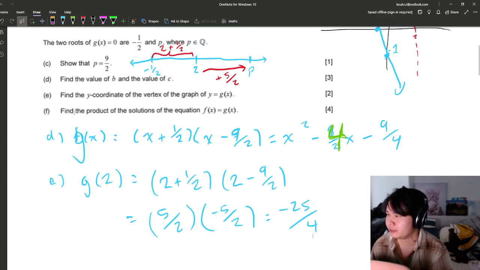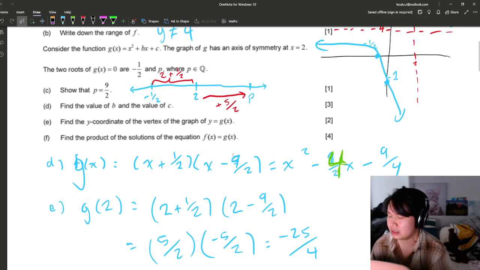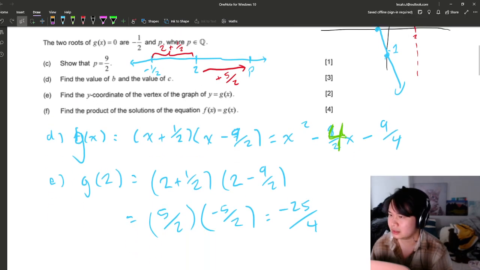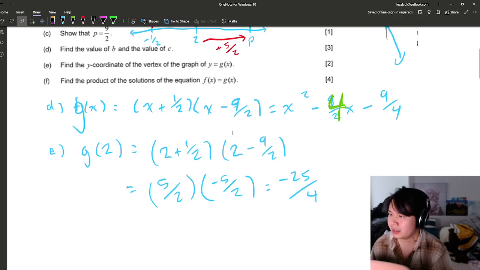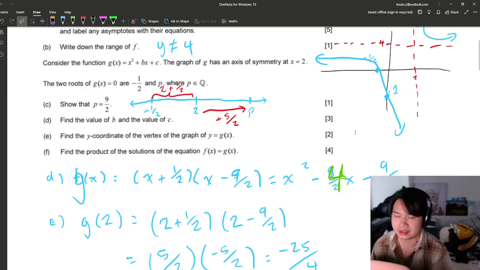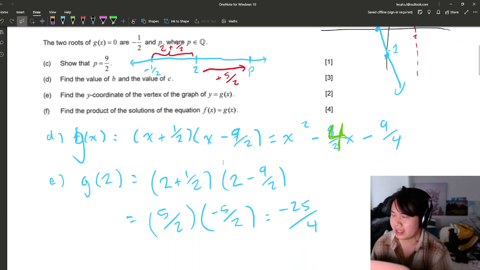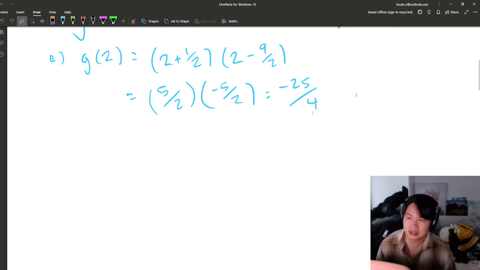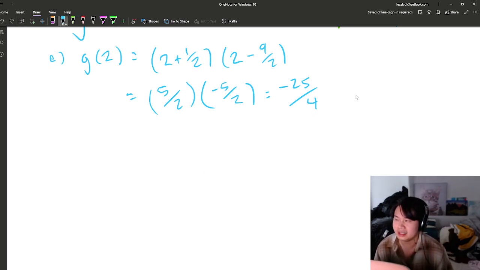And then for part F, find the product of the solutions of the equation F equals G. The product of the solutions? Okay. Well, now we're going to have the two graphs intersect. They're going to intersect in a couple of places probably, like at least 2. And this wants the product, so they don't want the actual solutions, which kind of tells me that I don't need to find out what the actual solutions are. But okay, we need to equate the two functions.